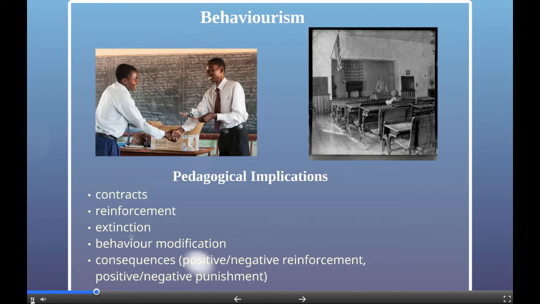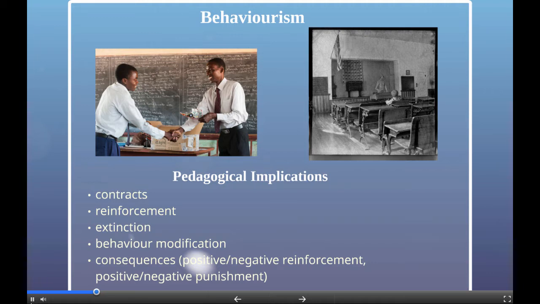Behaviorism theory explains the aspects of human behavior that can be observed and measured. This theory focuses on behavior changes that result from stimulus-response associations that a learner makes. Advocates of this theory reward desired behaviors and punish undesired ones. Educational methods derived from this theory include contracts, consequences, reinforcement and extinction, and behavior modification.